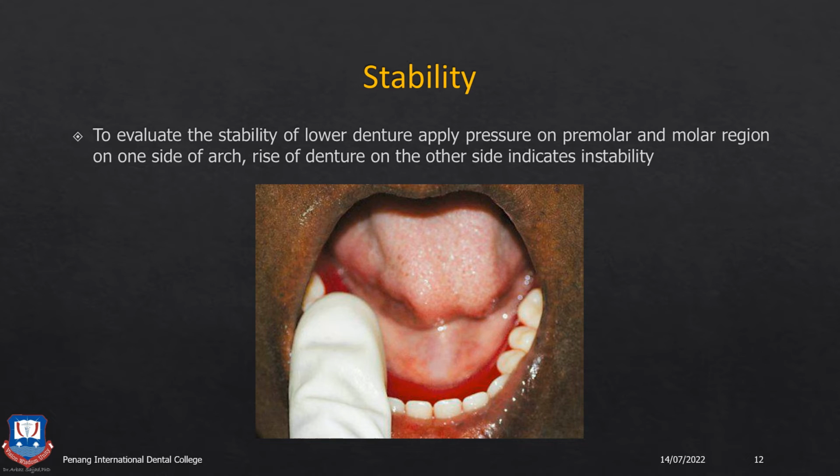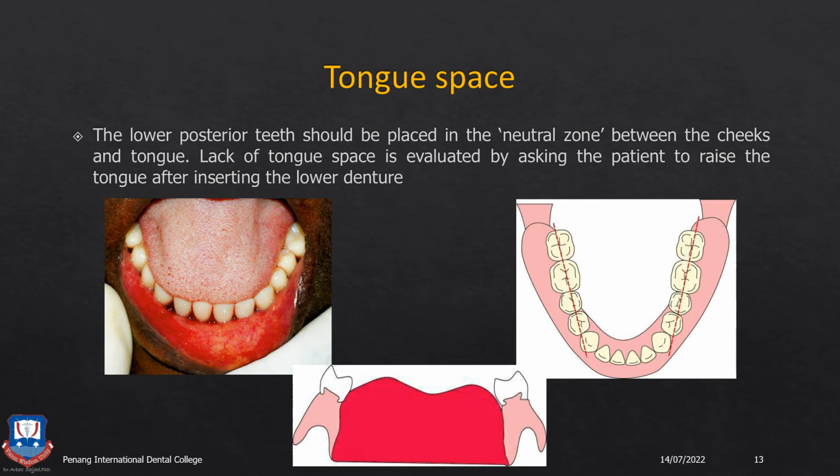Okay, and then you check for the tongue space. Also, as I mentioned, tongue space is very important in the stability of the denture. If the tongue space is not passively provided, then it will result in instability or displacement of the lower denture. So the proper tongue space should be provided. The level of the occlusal plane should be just below the lateral border of the tongue. It should not be at the level of the tongue at rest. It should be below the lateral border of the tongue at rest.